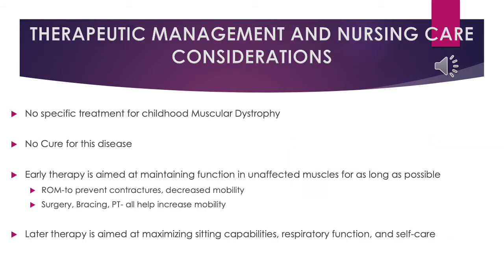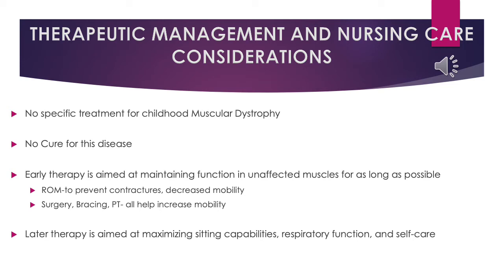Unfortunately, there is no cure for this disease, and there is no specific treatment. Early therapy is aimed at maintaining function in unaffected limbs and muscles for as long as possible. We can do that through range of motion exercises, which can help prevent contractures, which can also lead to decreased mobility. Surgery, bracing, and physical therapy can also help to increase this child's mobility. Our goal is to maintain their independence as long as we possibly can.